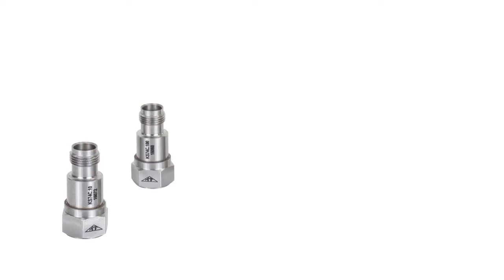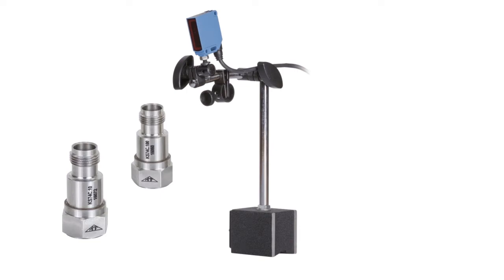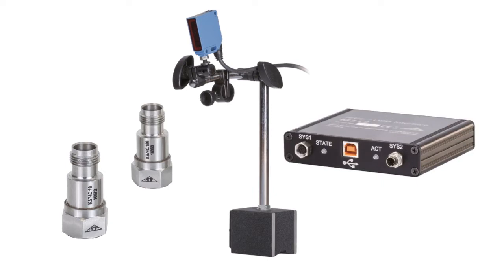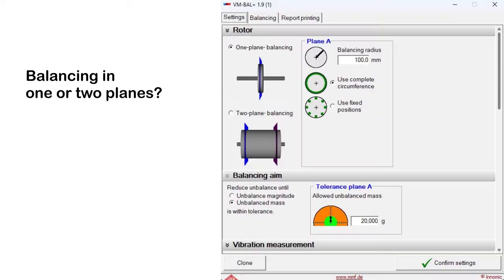Piezoelectric accelerometers measure the amount of unbalance. A photoelectric reflex switch detects the angle position. One M312B interface box converts the sensor data into USB.